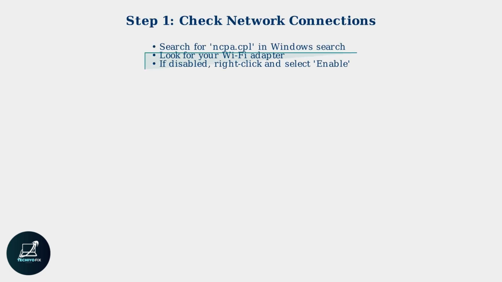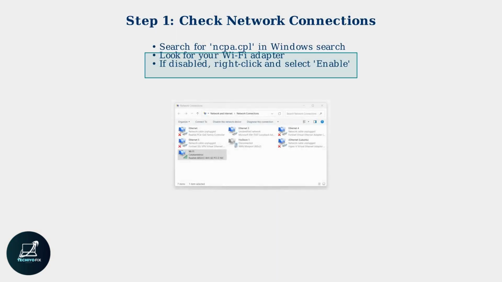Start by checking the Network Connections panel. Search for ncpa.cpl in the Windows search bar to open it. If your Wi-Fi adapter is listed but disabled, right-click it and select Enable.